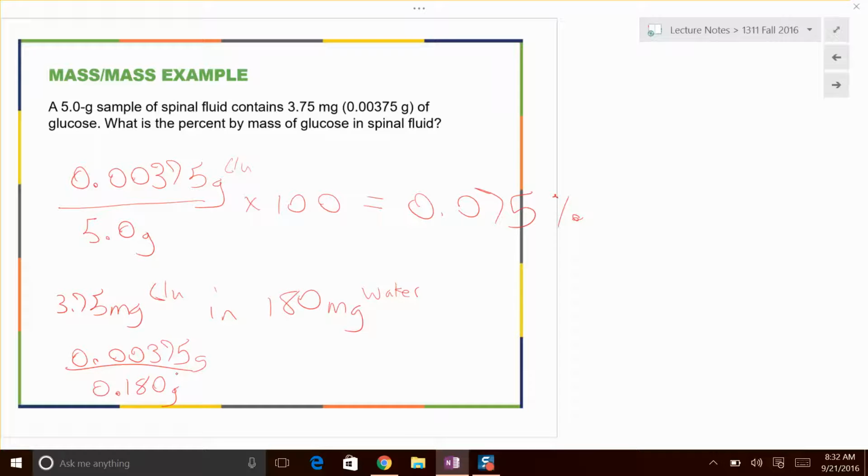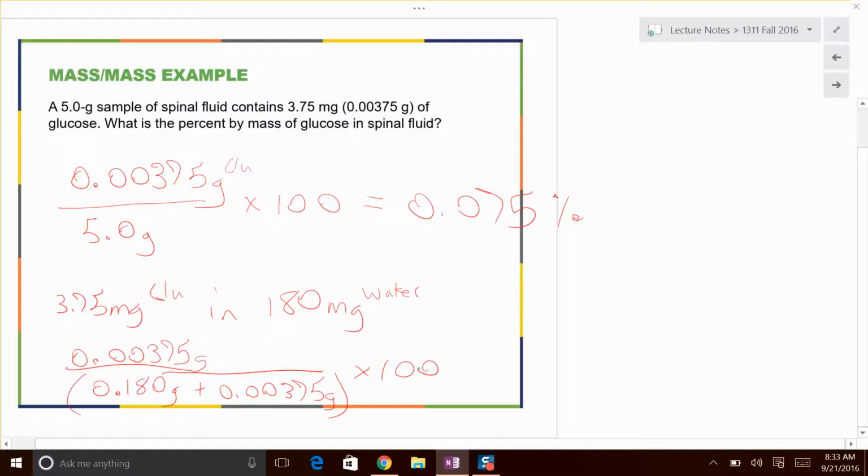Because this 180 milligrams of water is not the mass of the entire solution. It's only the mass of part of the solution. What's the rest of the mass of the solution? This. This is part of the solution. The solution is the entire thing. So I would have to say 0.18 plus 0.00375 grams of glucose. This divided by this. That's what I need to do, times 100.